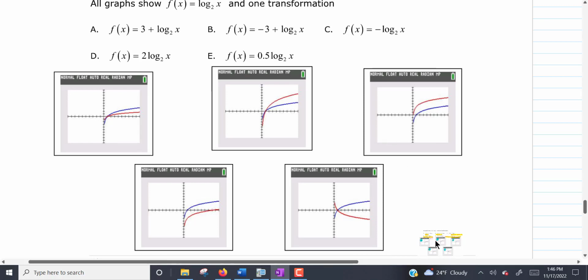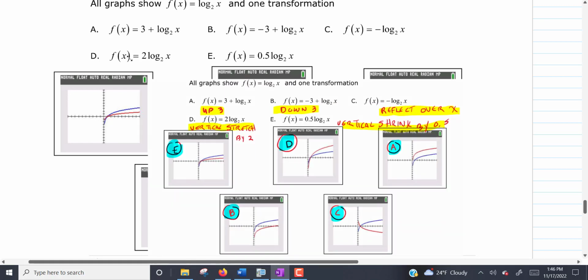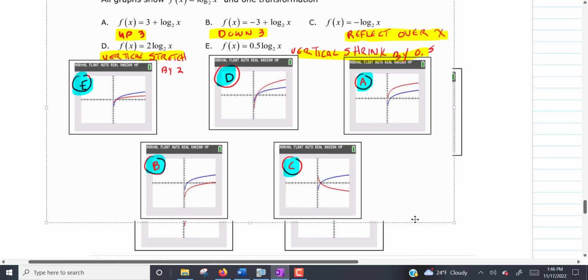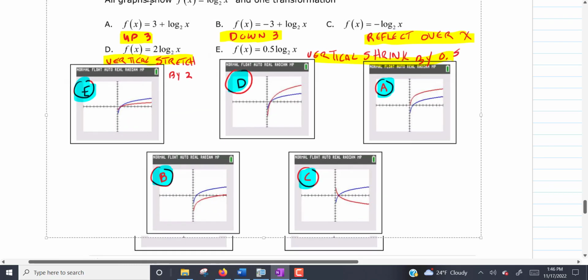Okay, so if you'll go to that first page, just see if you got this figured out. So this one was up 3, so this one was that graph. A is this one. This one was down 3, so B was this graph. This one was reflect over X. That one was C. And then this one is a vertical stretch by 2. And then E was a vertical shrink.